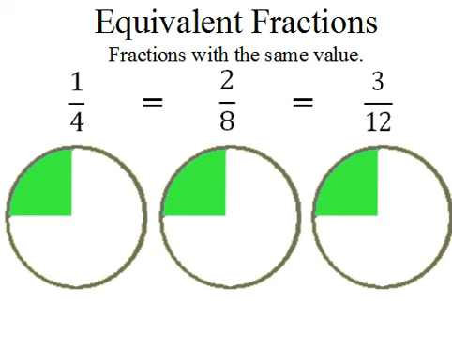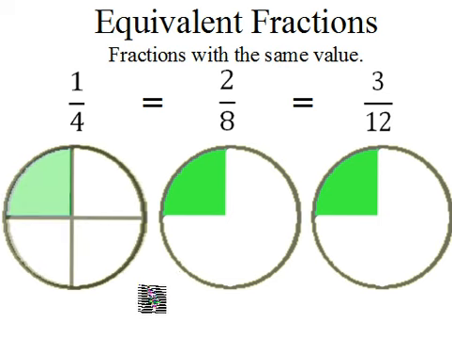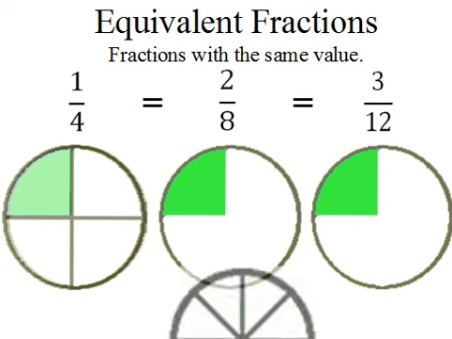Let's say I cut the pizza into 4 slices. Well, then you can see that 1 out of the 4 slices is covered in pesto. So 1/4 of the pizza is covered in pesto. But let's say instead of 4 slices, I double the number of slices to 8 slices.